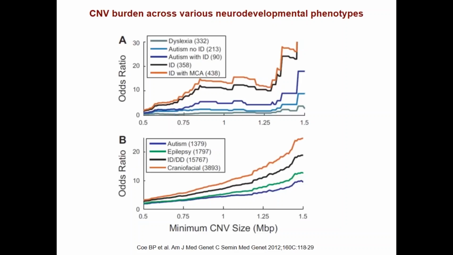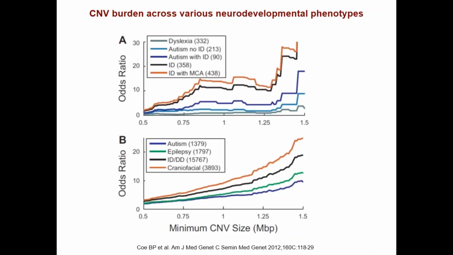Now, in the literature, CNV research studies over the last 5 years have focused on patients with neurodevelopmental issues. And it has been shown that patients with neurodevelopmental issues have a significant burden of CNVs, more than normal individuals. And the burden of CNVs correlates with the severity of the phenotype.